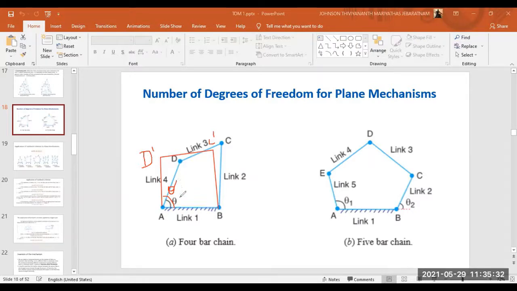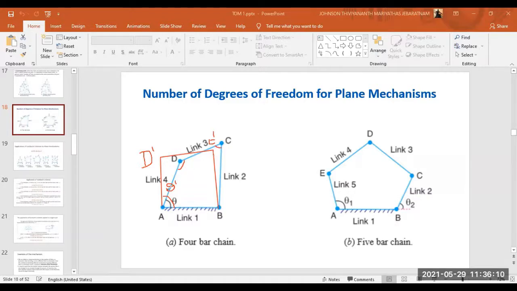When this theta turns into theta dash, the angle ADC is facing some change, and angle DCB is also facing some change. We can calculate that when we move into the numerical part, we'll do that.